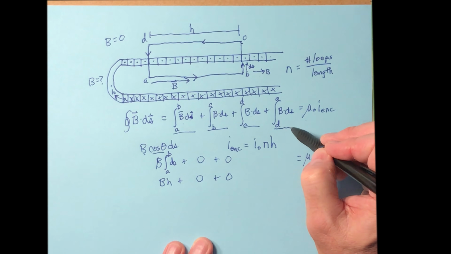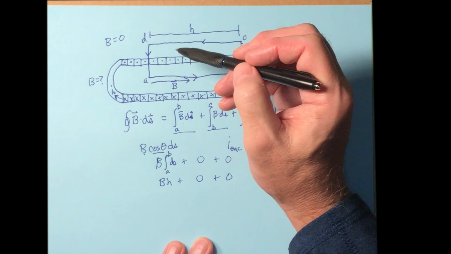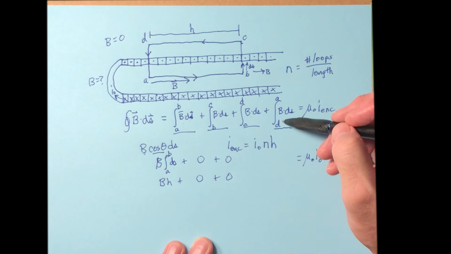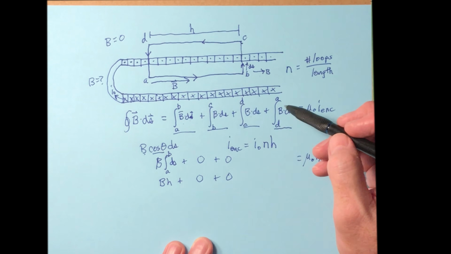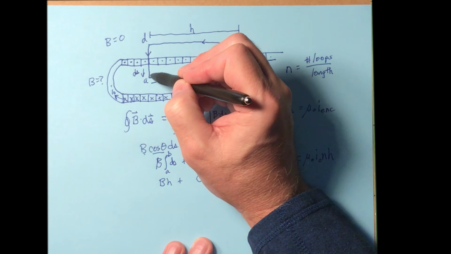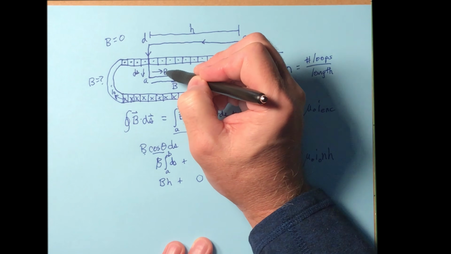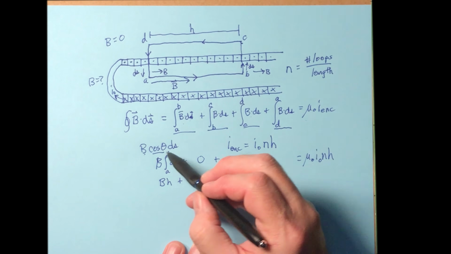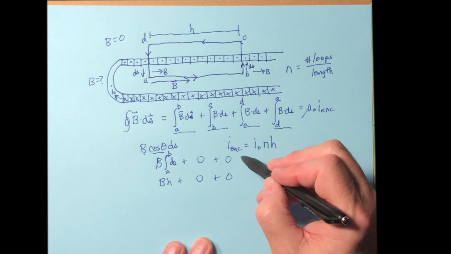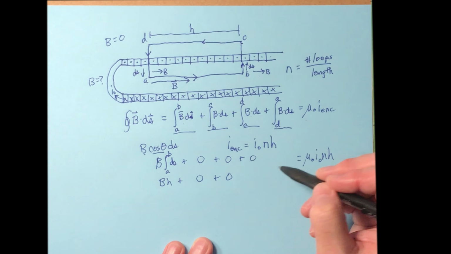Then we come to this last one. We're going from D to A. And when we go from D to A, once again, the ds vector points that way. The B vector points this way. So what's the angle? The angle between the two is going to be 90 degrees. The cosine term is going to be 0. So this fourth term is also 0.